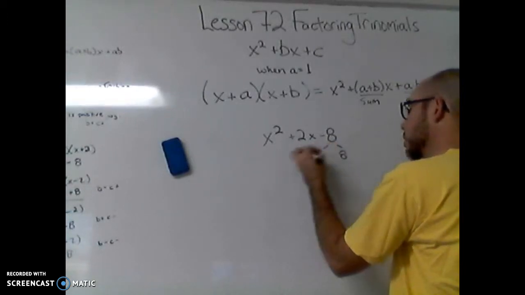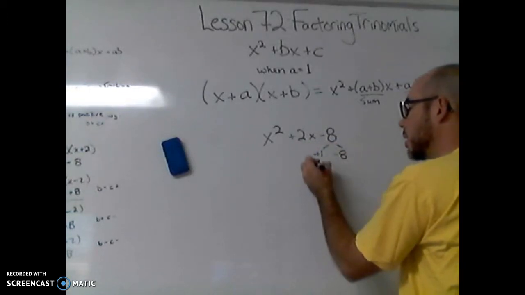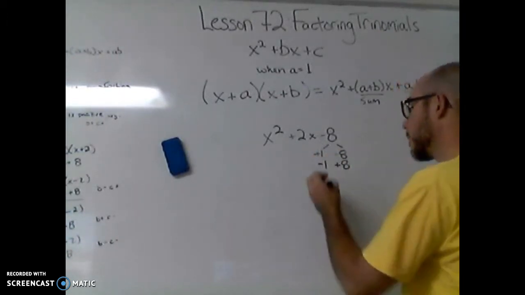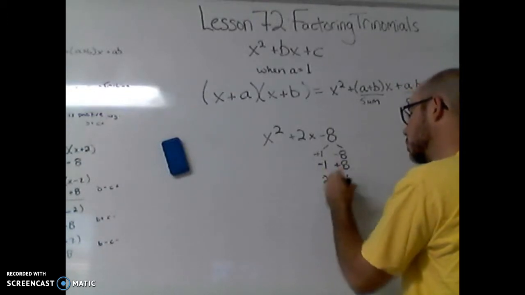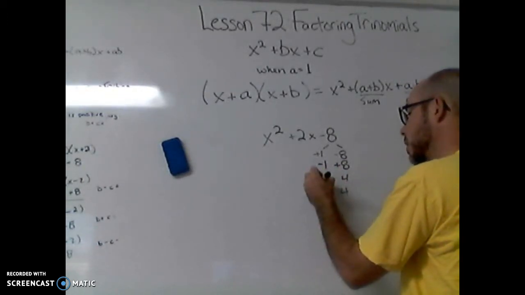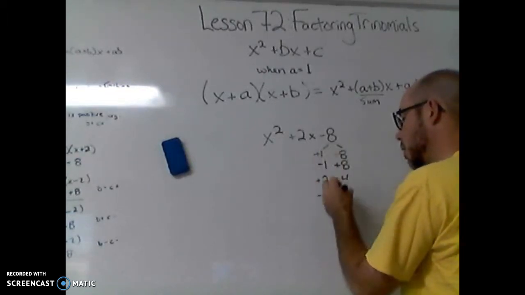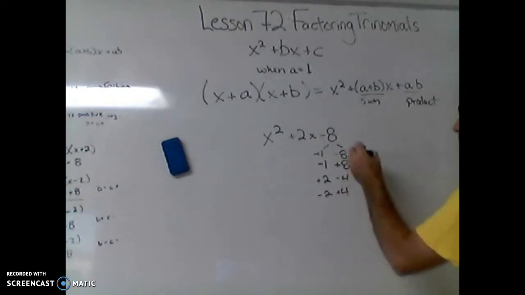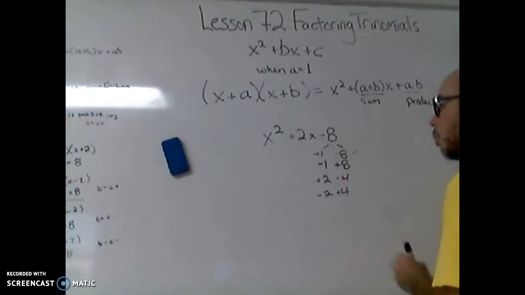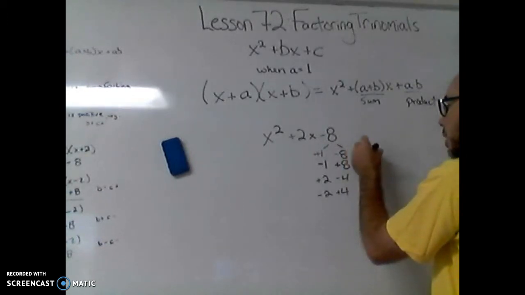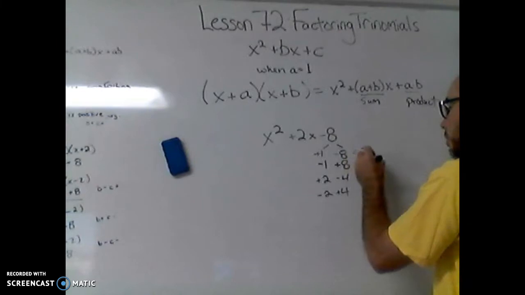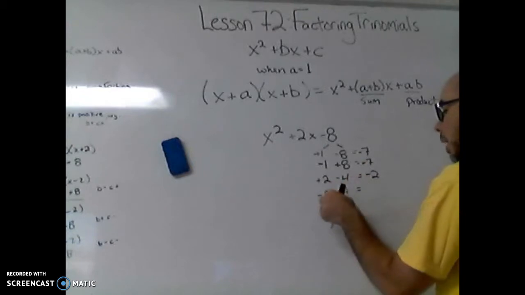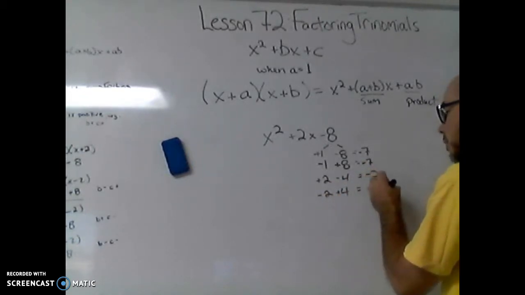So I can have 1 and 8. I'm going to say this one's positive and that one's negative, or this one's negative and that one's positive. Both of those will work. And then we've got 2 and 4. Maybe you'll say that one's positive, that one's negative, that one's negative, that one's positive. Those are all the factors that if I multiply them together, I get negative 8. And now we look at summing them. 1 and minus 8 is negative 7. Negative 1 and 8 is a positive 7. A positive 2 and a negative 4 is a negative 2. And a negative 2 and a positive 4 is a positive 2.